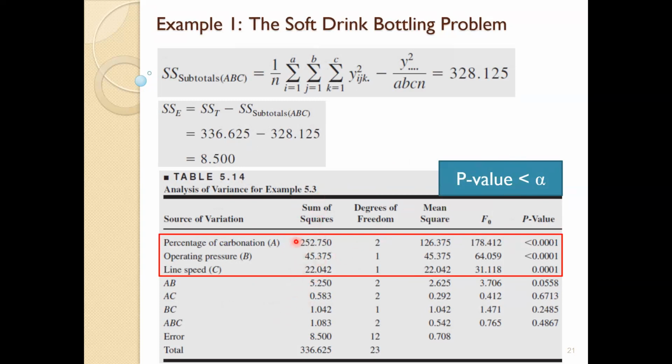You can find that the sum of squares of A, B, and C is quite higher than the interaction. From the sum of squares, we can approximately indicate that the main effects are important, but the interactions are not important. And also we can find from the P value that only the main effects are important, but the interaction is higher than alpha. For this case, we can conclude that percent carbonation, pressure, and line speed affect the height of the filling volume of the liquid, but the interaction does not, because it's higher than alpha.